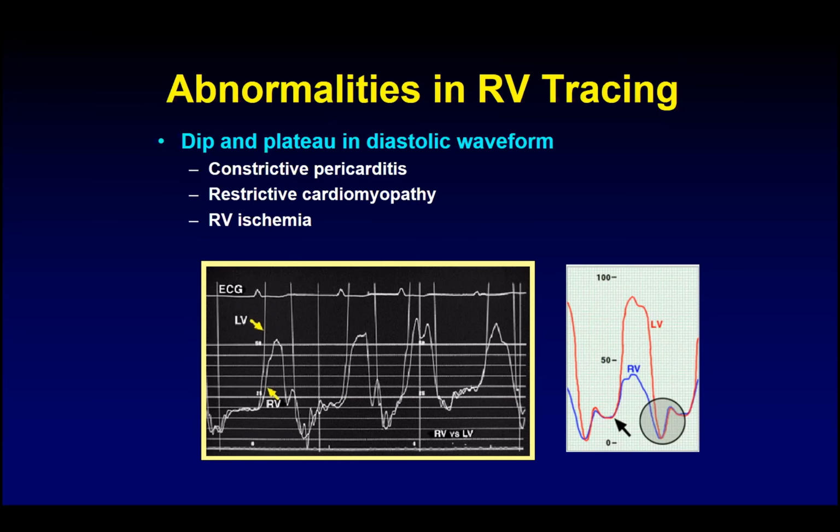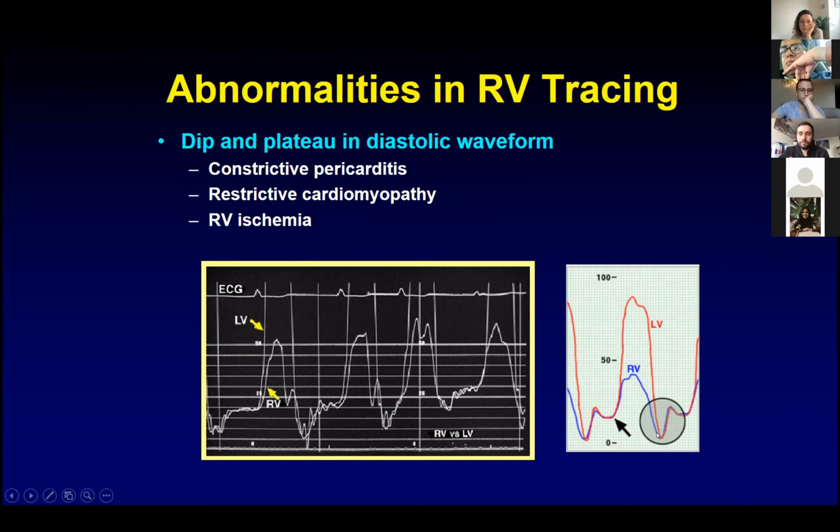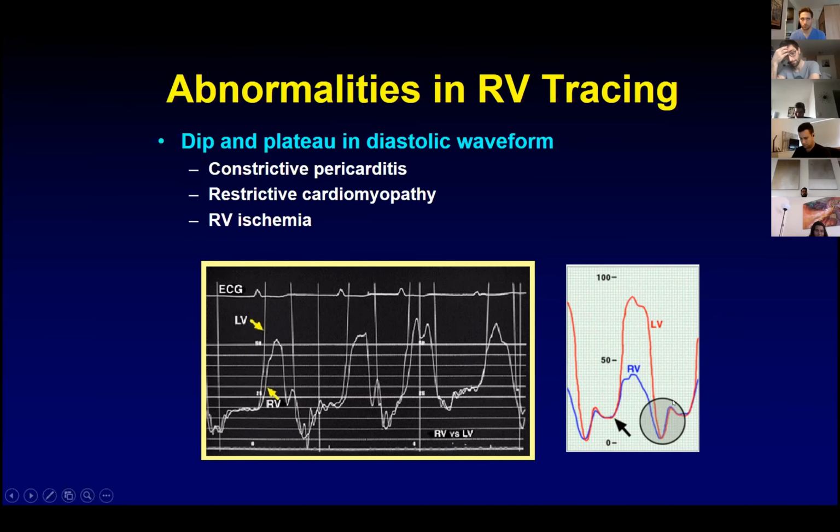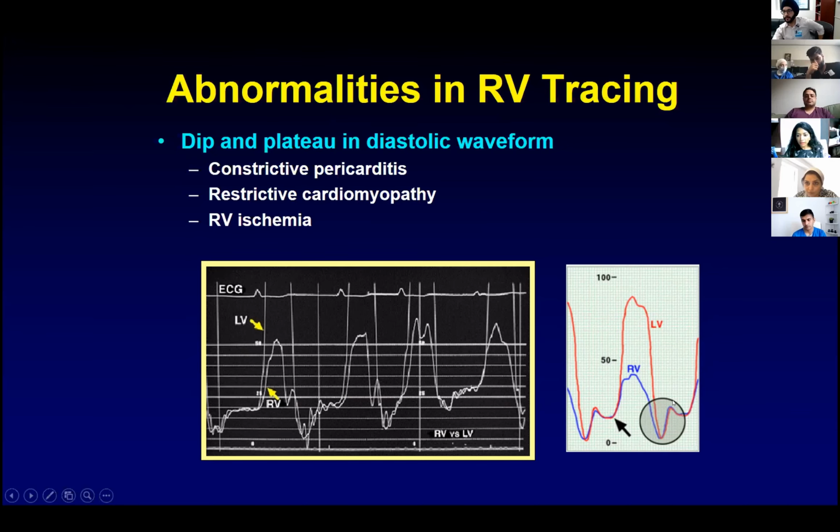Certain abnormalities that you can see in the RV tracing include the dip and plateau waveform. The dip represents early rapid filling, which is exaggerated, and the plateau is because the filling during the slow phase of diastole and in the later part of diastole is restricted. That can be seen in constrictive pericarditis, restrictive cardiomyopathy, and RV ischemia.